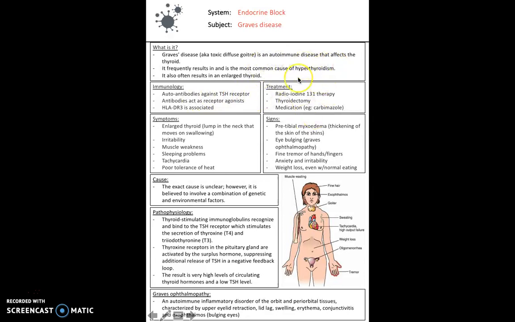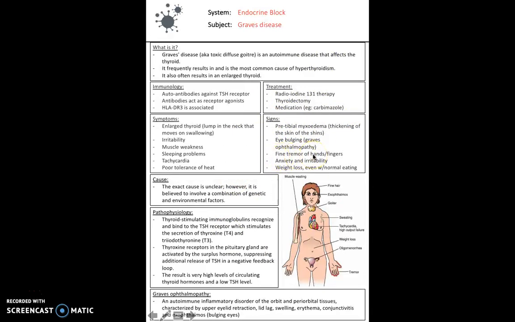In terms of treatment, we can turn to radioiodine therapy, a thyroidectomy, so a complete removal of the thyroid, but of course this would leave then lifelong hypothyroidism in contrast to the hyperthyroidism we're experiencing now. In terms of signs, we'll see pre-tibial myxedema. This is where we get thickening of the skin of the shins. We'll see eye bulging, so Graves' ophthalmopathy, a fine tremor as well.